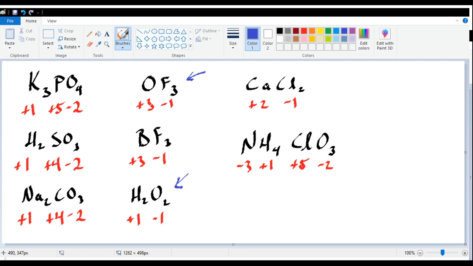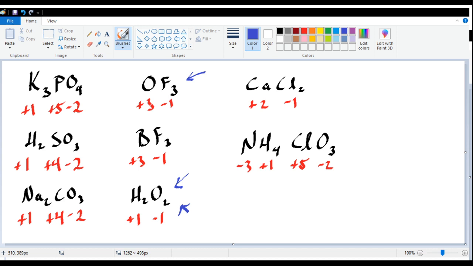Coming down to the bottom, we have the hydrogen peroxide. Again, oxygen is almost always -2. In this case, it is a peroxide, and in peroxide, oxygen has an oxidation number of -1. So that's why those two might be particularly confusing.